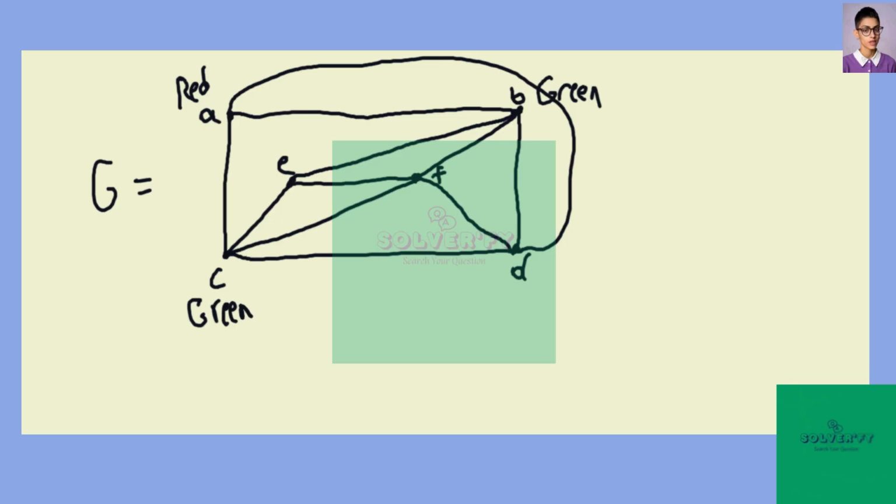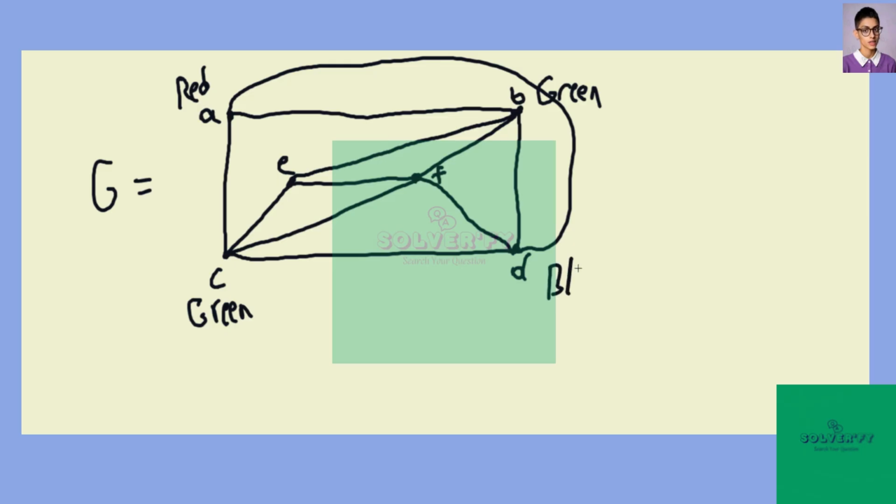Well, D definitely cannot be green, because it's connected to C. But D also cannot be red, right? Because we don't have a straight line going from A to D, but we do have this line going all the way up around. We have a straight line, so A and D are connected. So D also cannot be red. So we need a new color for D. How about we let D be blue?